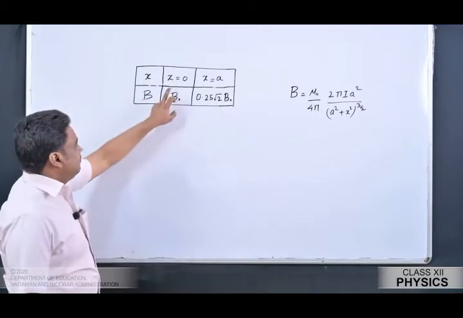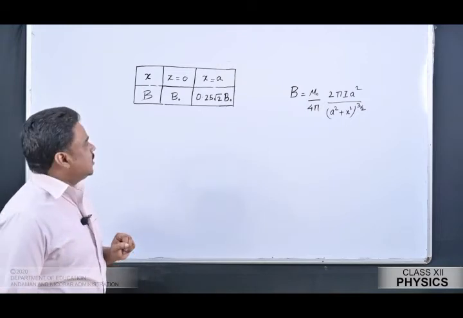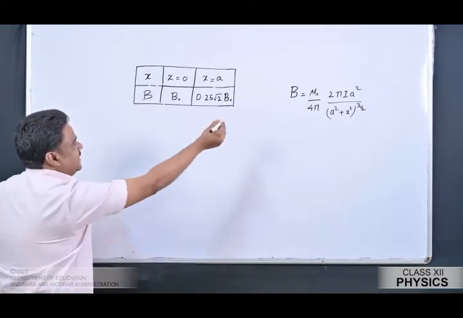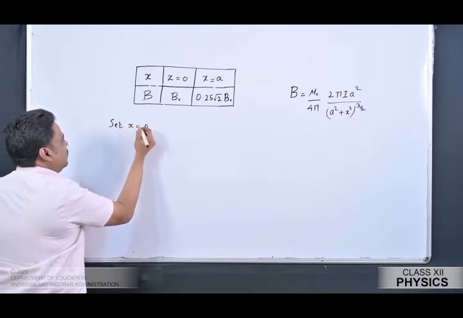In the first value, they are setting x equal to 0. So I'm going to set x equal to 0. What will happen?